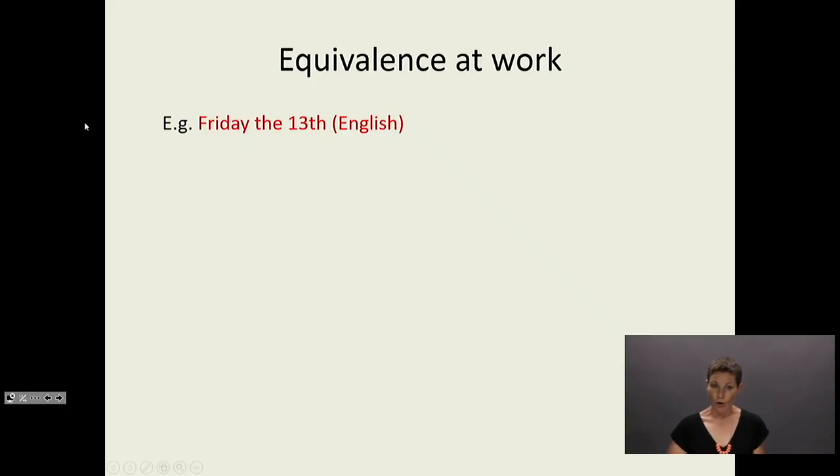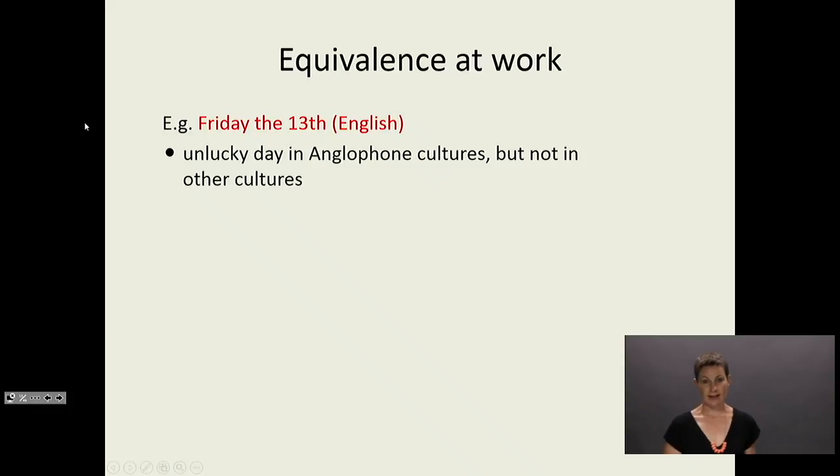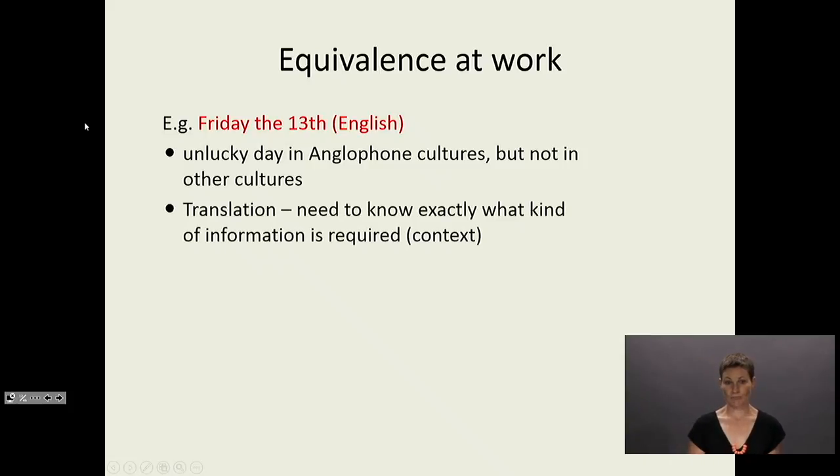So, equivalence at work: we can take the example of Friday the 13th in English. It's described as an unlucky day in Anglophone cultures, but not necessarily in other cultures. If we're to translate this term, we need to know exactly what kind of information is required by the translation. So firstly, Friday the 13th, what does it mean? Okay, it's a day of bad luck. So superstitious people might avoid having meetings or weddings or important events on this particular day.